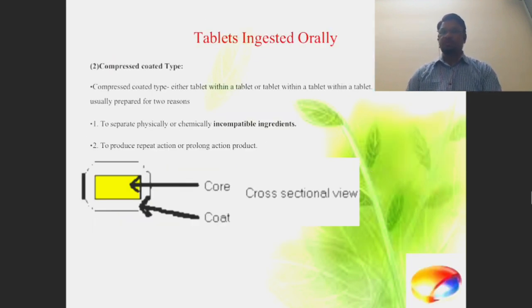You can see here the tablet ingested orally has a core and a coat. You can see the cross-sectional area. The main ingredient of a tablet is the active ingredient. Second is the diluent, which gives bulkiness to the tablet. Third is the binder, which keeps the tablet in a disc shape. Fourth is the disintegrant, which keeps the tablet in small granule form; when it absorbs water in the body, it bursts.